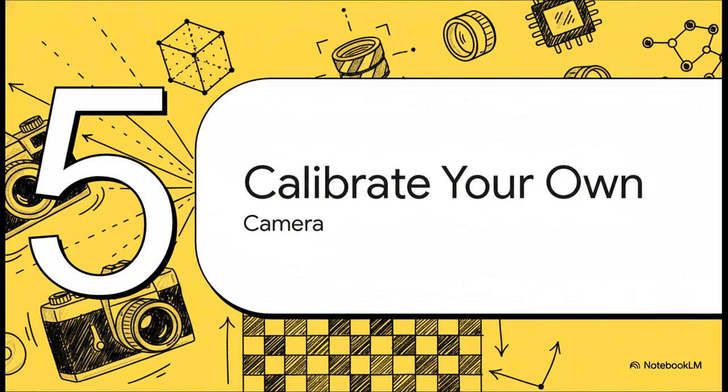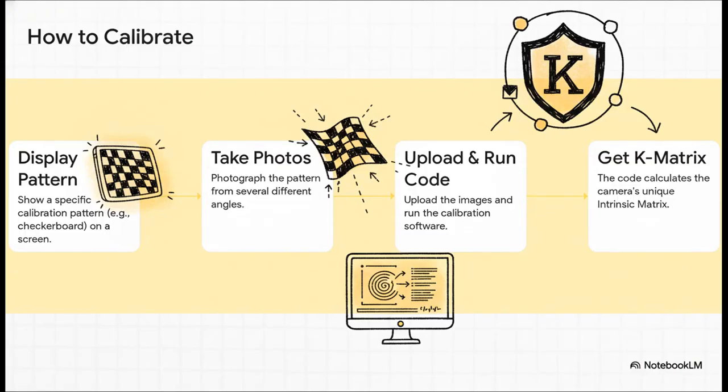It's through a process called calibration. And this isn't just some theory locked away in a lab, it's something anyone can do to find their own camera's secret ID card. The process is surprisingly simple. You just have your camera look at a pattern you already know, like a checkerboard, from a bunch of different angles. A simple program can easily find the corners of all the squares. And by analyzing how the perfectly straight lines of that checkerboard look all bent and warped in the photos, it can calculate the camera's unique intrinsic matrix, its secret ID card.